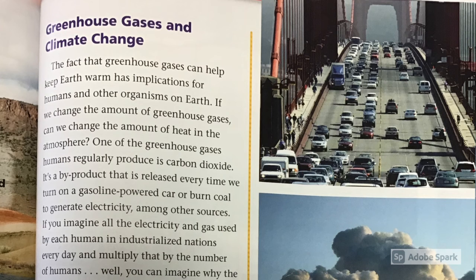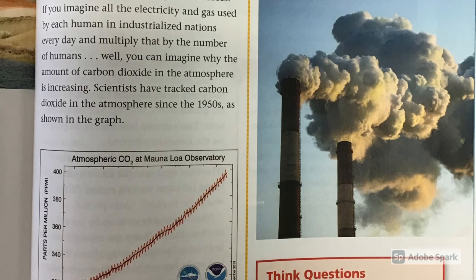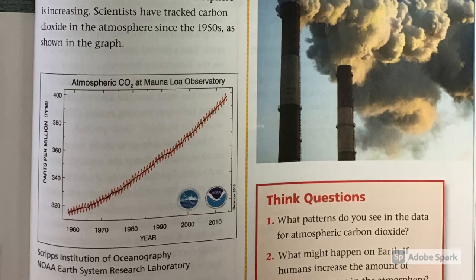If you imagine all the electricity and gas used by each human in industrialized nations every day and multiply that number by the number of humans, well, you can imagine why the amount of carbon dioxide in the atmosphere is increasing. Scientists have tracked carbon dioxide in the atmosphere since the 1950s, as shown in the graph.